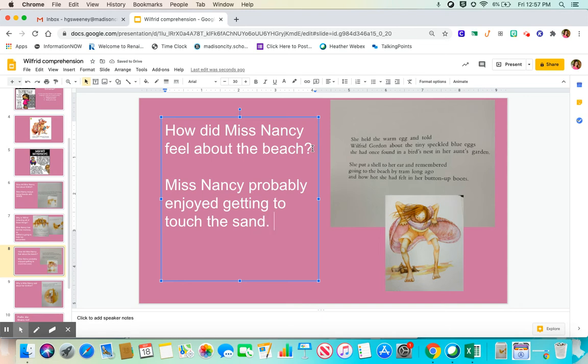Now, you could maybe have even put that Miss Nancy might not have enjoyed going to the beach because she had to go by a tram, which is kind of like a train or subway, and that she was really hot. So you could have put that she may not have enjoyed it. Now, I put she probably enjoyed getting to touch the sand because she has her boots off. She took her boots off because she got hot and she put her feet in the sand. And I thought she probably liked that. Now, you could have had a couple other answers for that one.